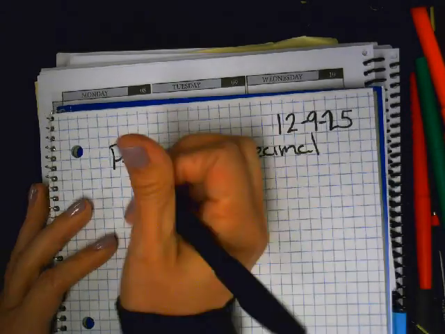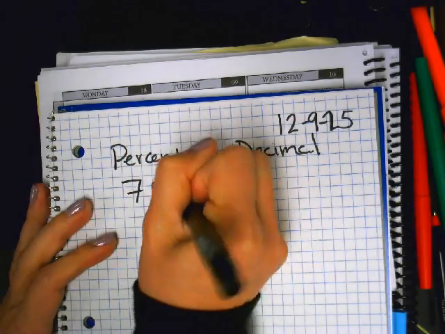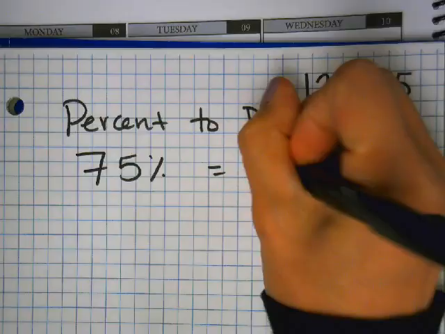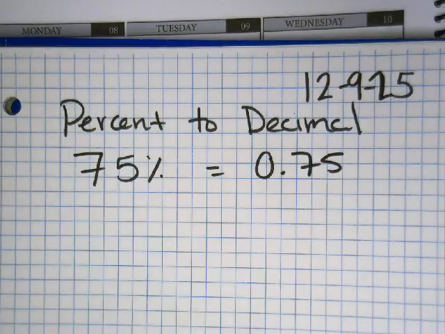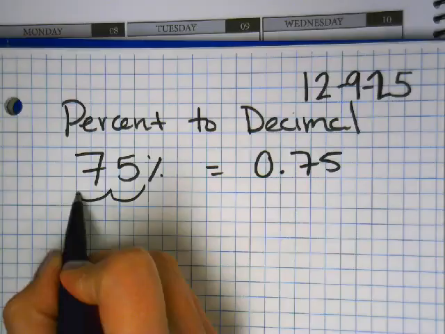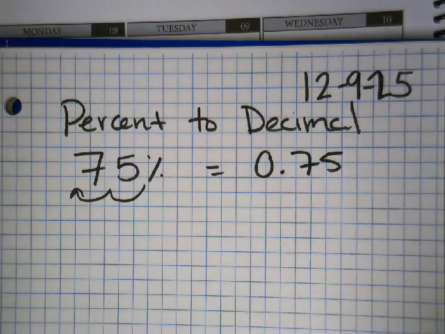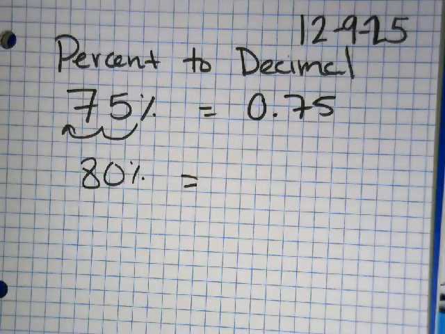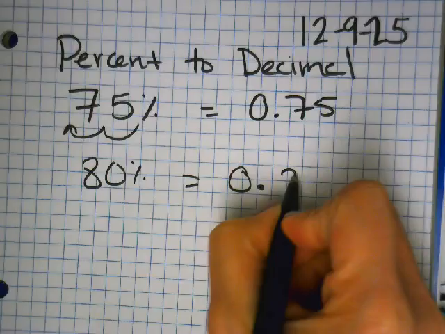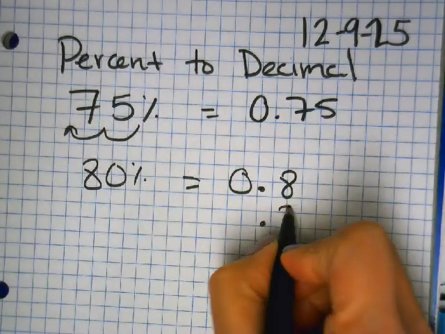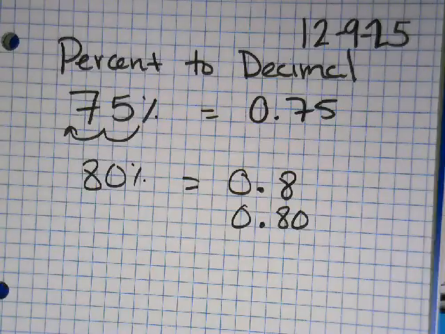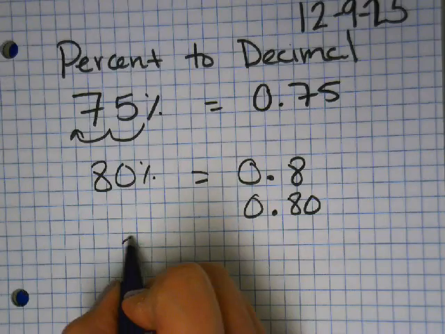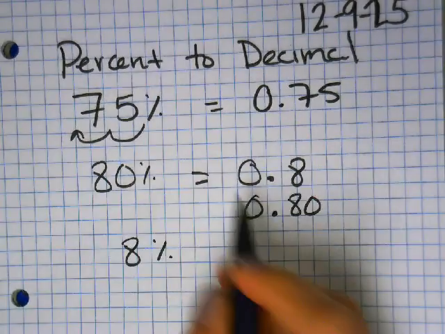Okay. So if it's 75%, what is it as a decimal? Good. Remember, move the decimal 2 times to the front. Okay. What if it's 80%? What would be my decimal of 80%? 0.8 or 0.80, whichever one. But not to be confused with 8%. What would 8% be?